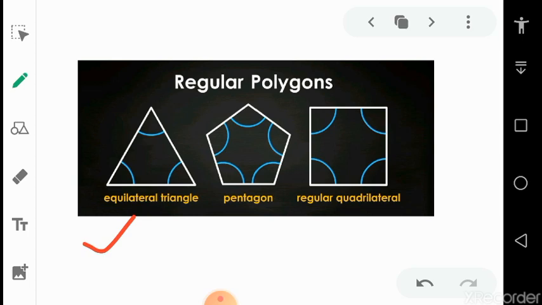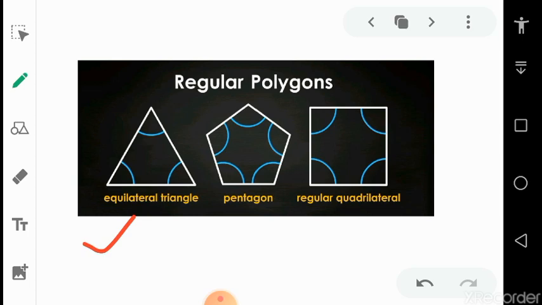In the second figure, this is a pentagon. Here all five sides are equal, hence five angles are also equal, that's why it is called a regular polygon. So a regular polygon of five sides is called a regular pentagon. You can even make a pentagon whose sides are different in length, but if sides are equal in length, it is called a regular pentagon.